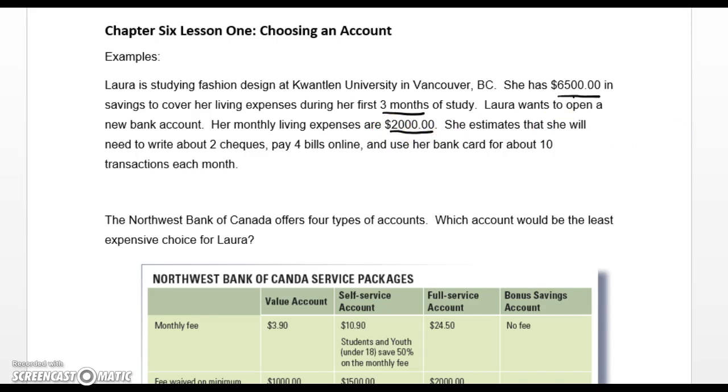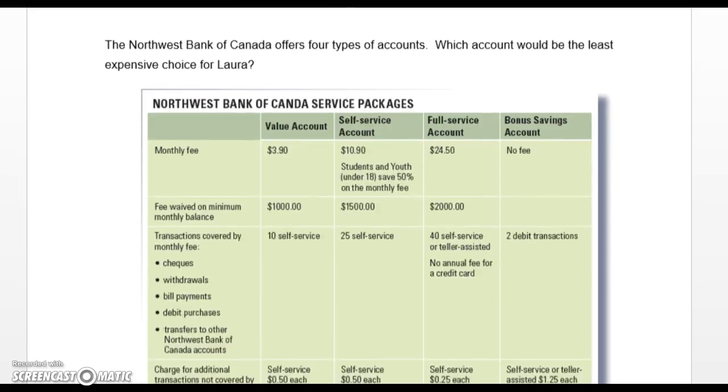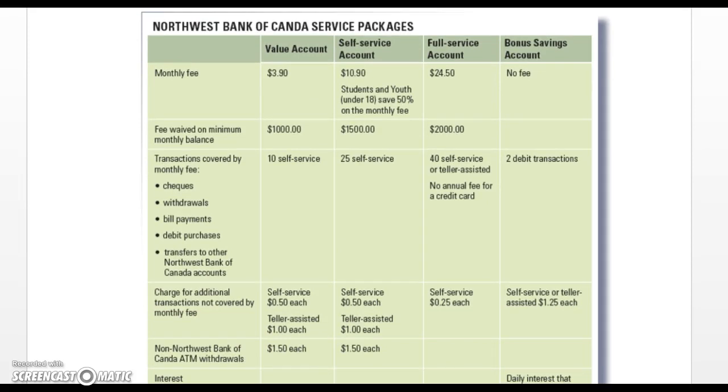So within each month, she's going to write 2 checks. She'll pay 4 bills online and use about 10 transactions per month. So right here, these ones here are all going to be your self-service transactions. So in total, we're looking at 2 plus 4 is 6, plus 10 is 16 total transactions. So that there's going to be really important to know for when you're choosing a different account. So let's go down and let's even just see if we can eliminate one of those possibilities.